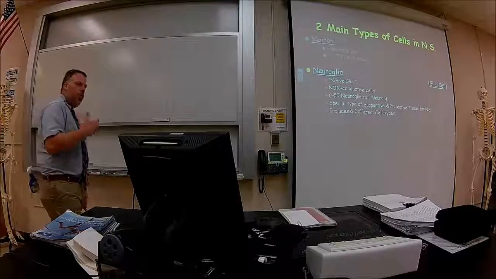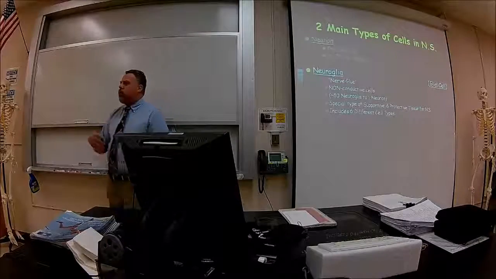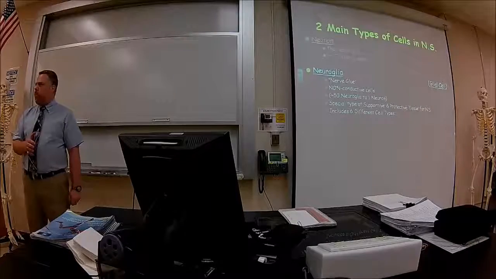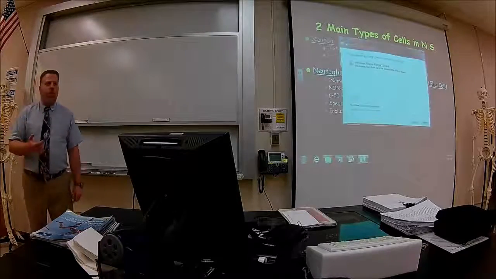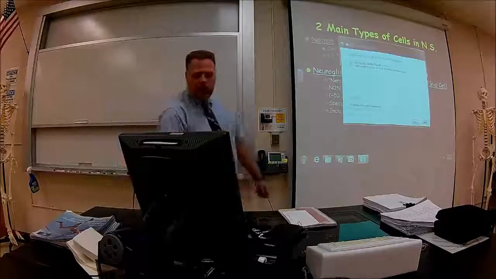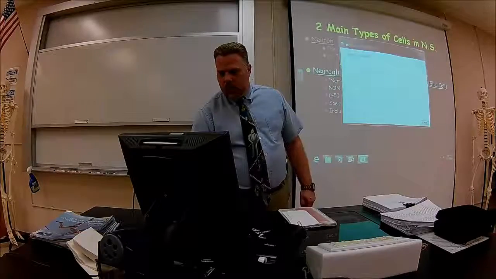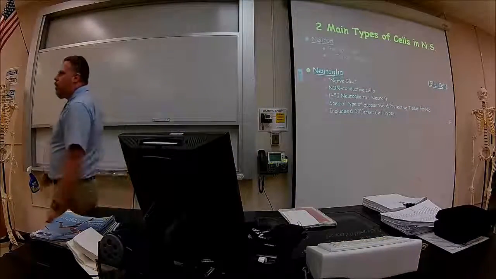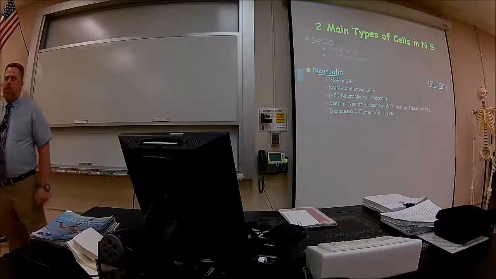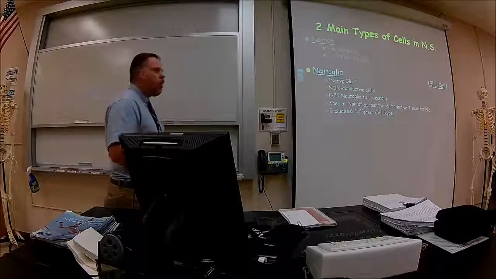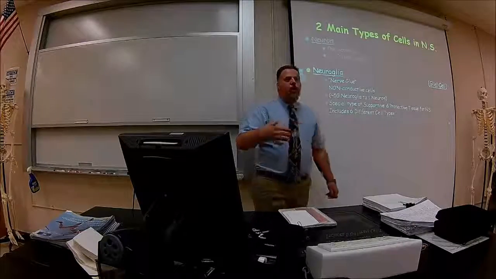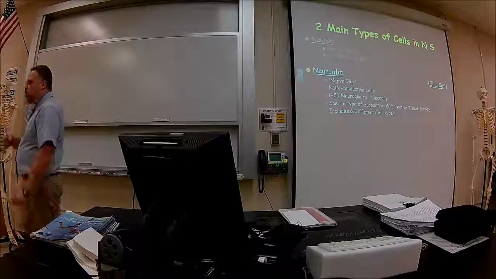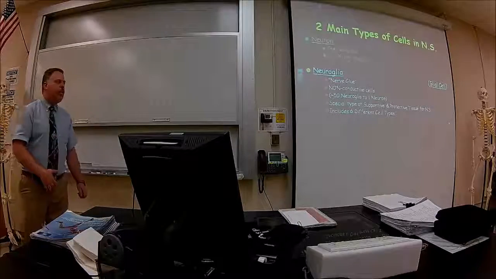But then we have neuroglia that's going to support, to make sure that that jolt of electricity gets from one point to the other point. A good example of this is the insulation around that metal wire. That insulation is going to be neuroglia, because it's going to make sure that the electricity is not going to escape out of that wire. It's going to be contained within that wire.